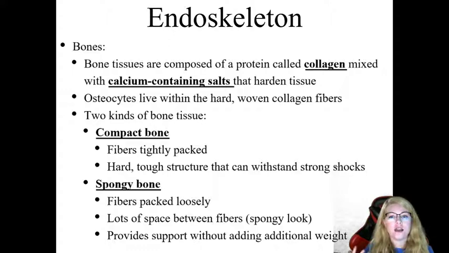Compact bone has fibers that are tightly packed. As the name implies, it's compact. And it's got a hard, tough structure that can withstand really strong shocks, like bouncing and jumping and beating up on it. Whereas spongy bone, the fibers are packed really loosely. It looks like a sponge, with lots of space between the fibers. This provides support, but it doesn't add additional weight to the bone. So it may not be quite as strong as the compact bone, but it still provides support without making your bones any heavier than they already are. So both types of bone tissue are very important.